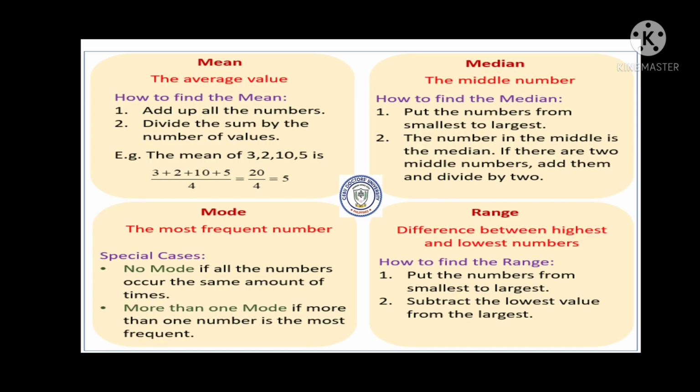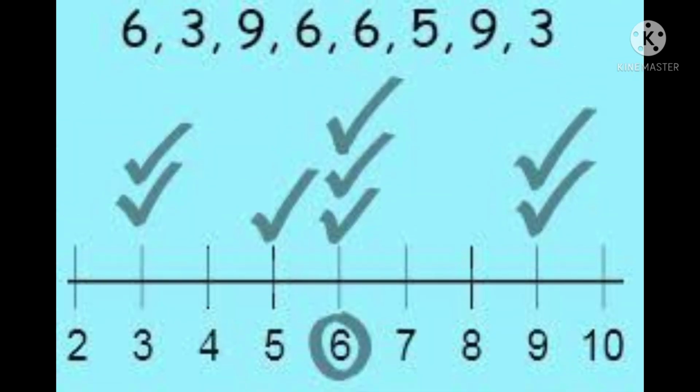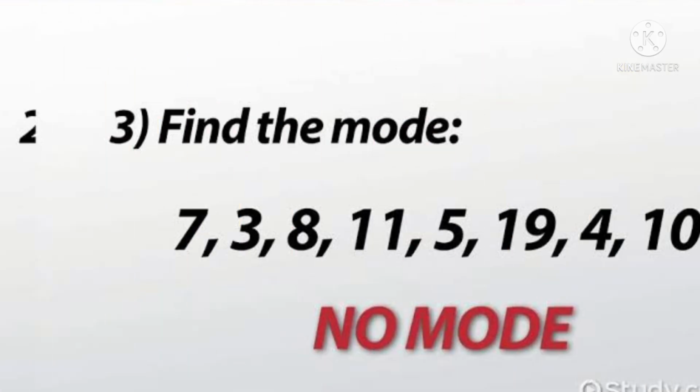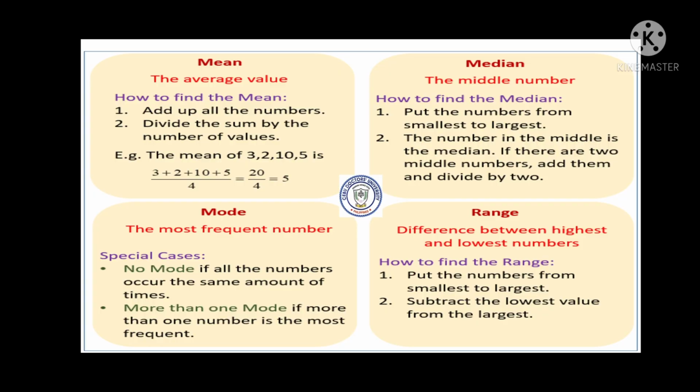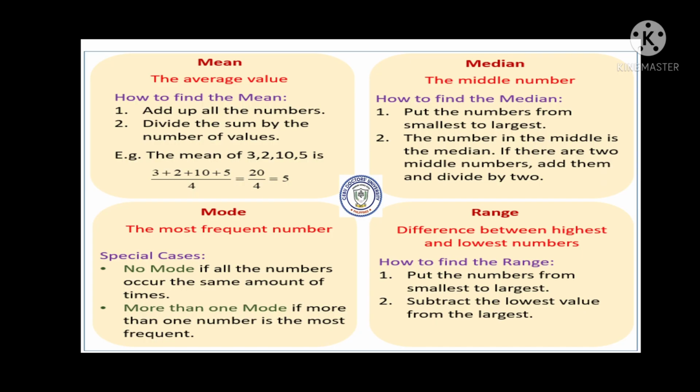Aside from the mean and the median, we also have the mode. The mode is considered to be the most frequent number in a set of data. A special case happens when all the numbers occur the same number of times, so you consider it as no mode. However, there can also be more than one mode if more than one number is the most frequent.